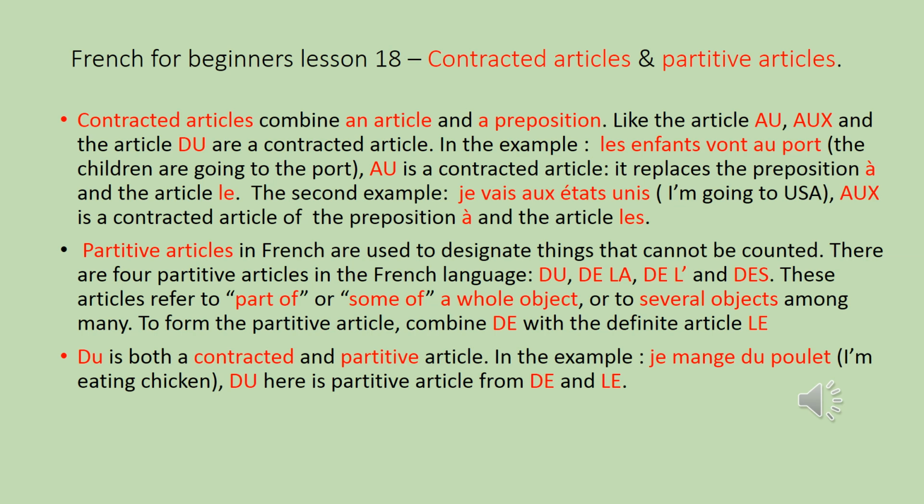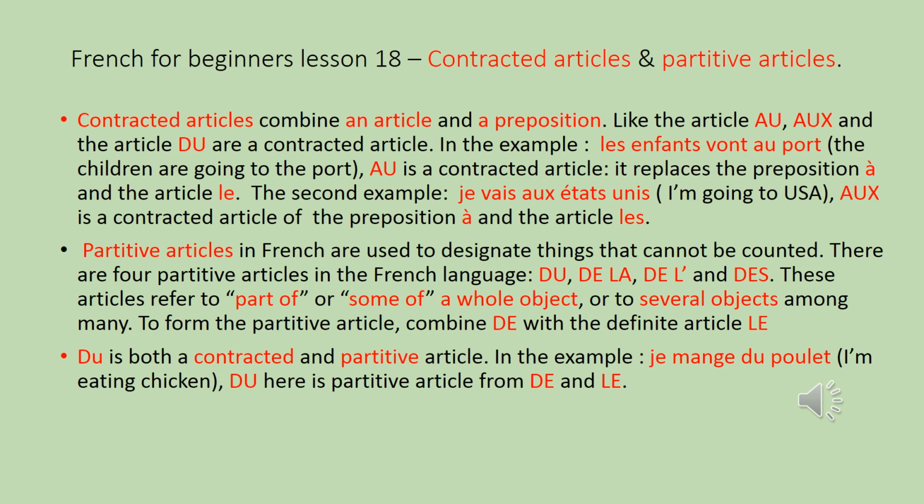You have du. You have de la. Then you have de l'. I think you understand by now that when you see an apostrophe after L, you know what it means. And you have des, D-E-S. You pronounce it de. You don't pronounce the s. These articles refer to part of or some of a whole object, or to several objects among many. We are going to see examples so that you know how to use them.